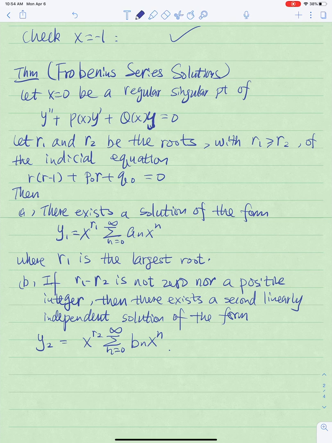The second conclusion is if we check the difference between r1 and r2, if this difference is neither zero nor a positive integer, for example, if r1 minus r2 is equal to 1/2, then there exists a second linearly independent solution of the form x to the r2 times a power series, where r2 is the smaller of the roots.